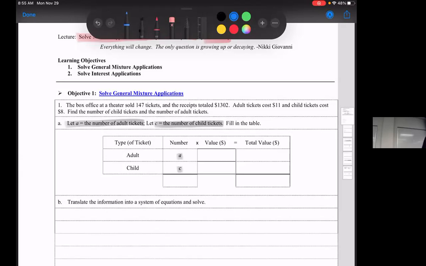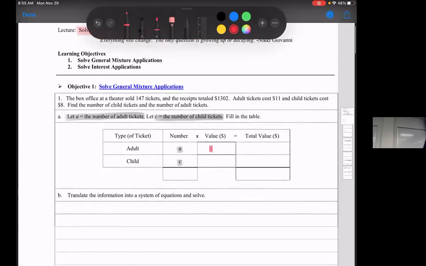How much adult tickets cost? $11 for adult, and then children is $8. So the total value will be 11A. 8 times C is 8C. It's kind of nice when you have this little chart, huh? If not, then just read the problem and highlight like I did, one sentence at a time.